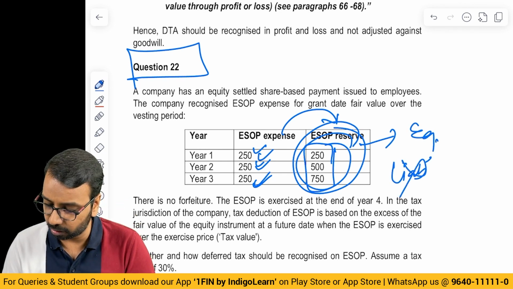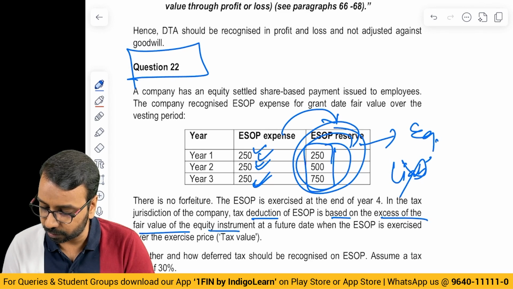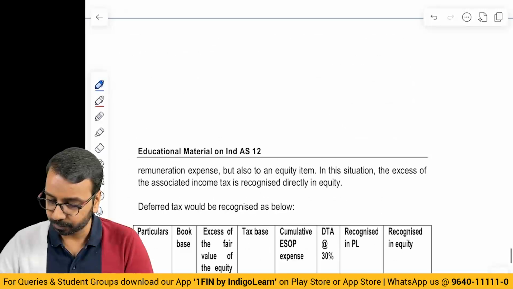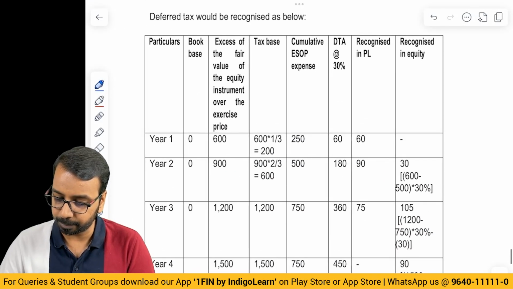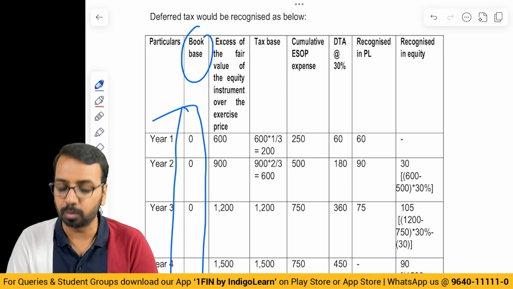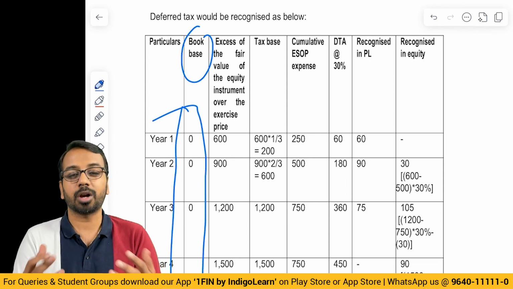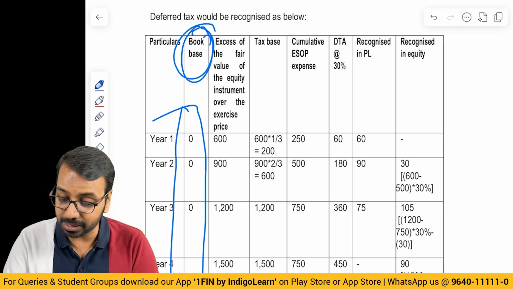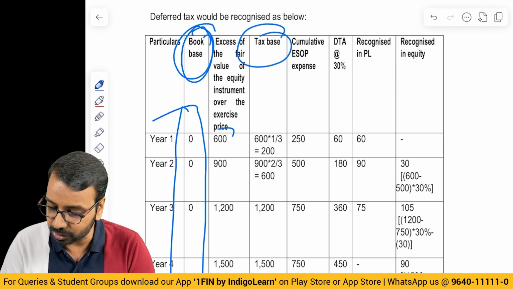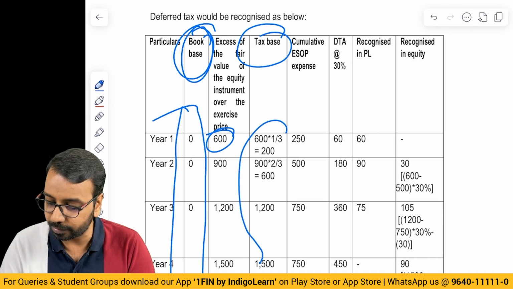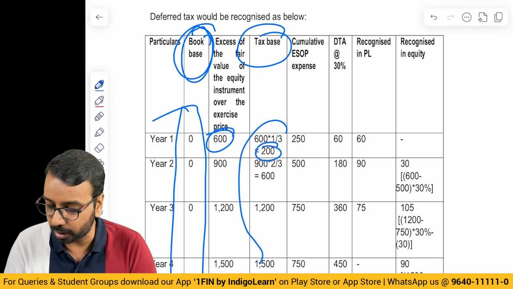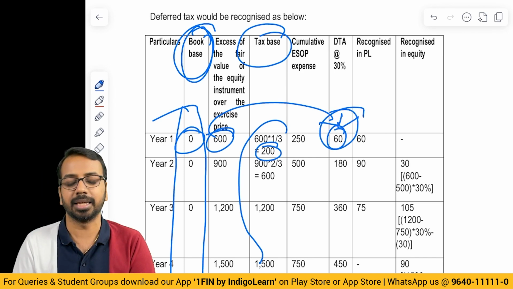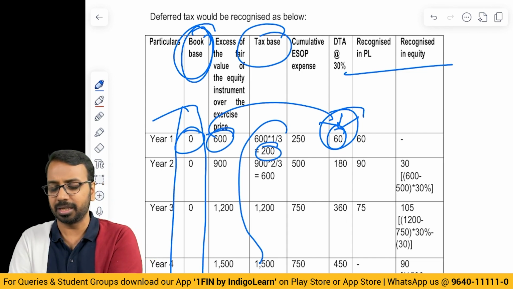That's the first thing. Okay, here also tax is based on the excess of the fair value of equity at a future date over the exercise price. This is nothing but the intrinsic value. Now, here, book base is 0. So why is book base 0? How will you have a carrying amount of something which is not a liability? It is not a carrying amount. So the book base is 0 and the tax base is computed based on this intrinsic value for the number of years over which you get the deduction. Considering the difference between 200 and 0, you multiply by a tax rate of 30%, you get 60. That is what is recognized as DTA. Don't worry about what is recognized in P&L and what is recognized in equity, that is a separate discussion.